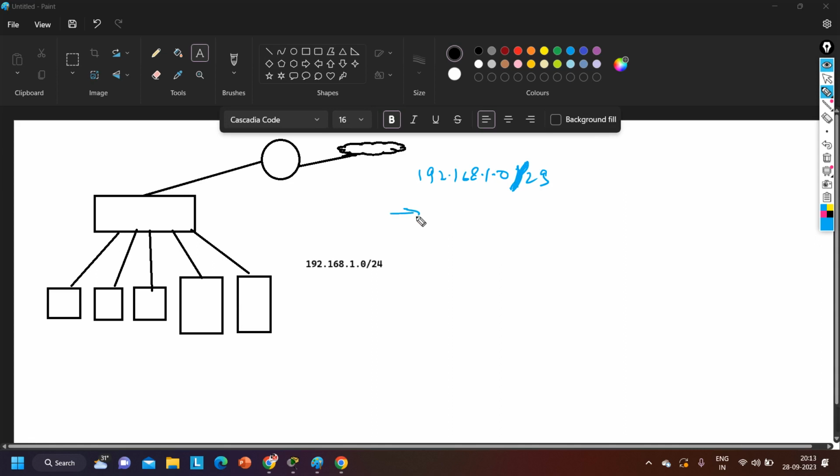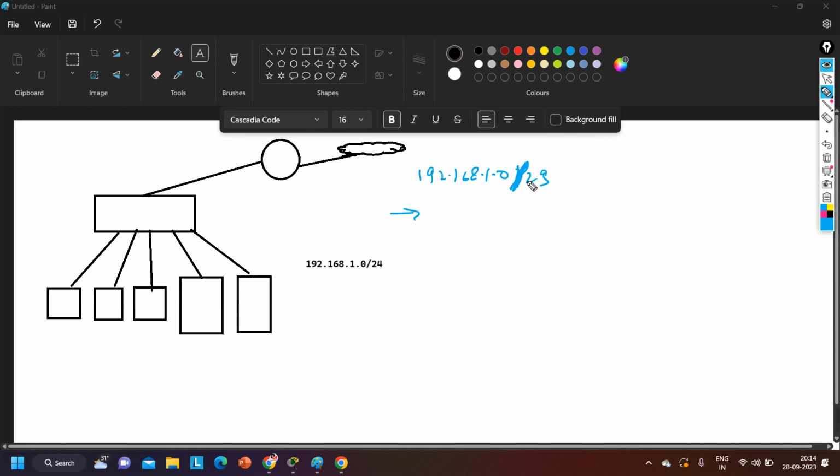If the slash value is 29, then can anyone tell me what will be the network ID? How to find the network ID? You should convert both the subnet mask and the IP address into binary. Till 24 bits, you will not convert to binary because the value is going to be the same, yes or no? Because in the subnet mask all values are 1. If you multiply 192 by 1, you will get 192. If you multiply 168 by 1, you will get the same value. If you multiply 1 by 1, you will get the same value.